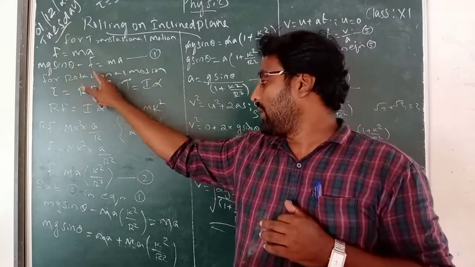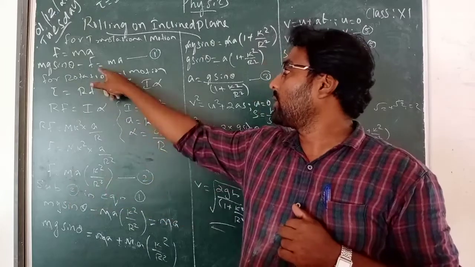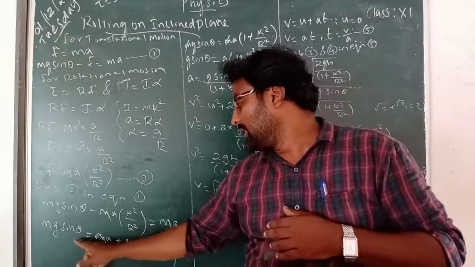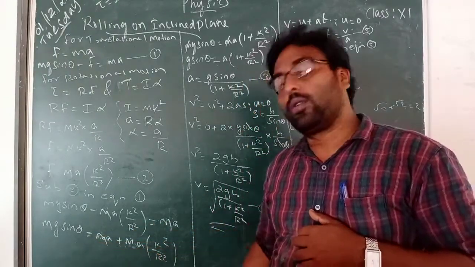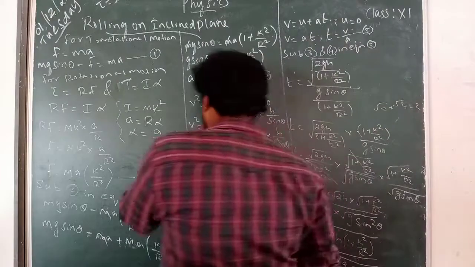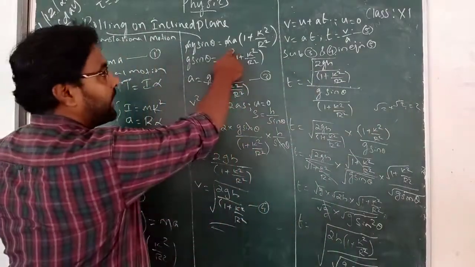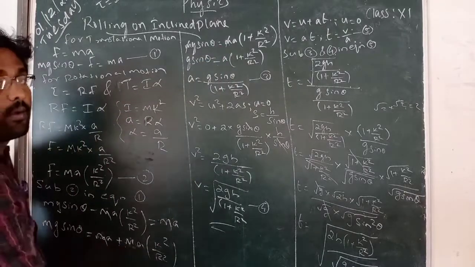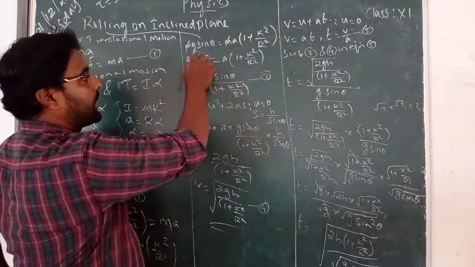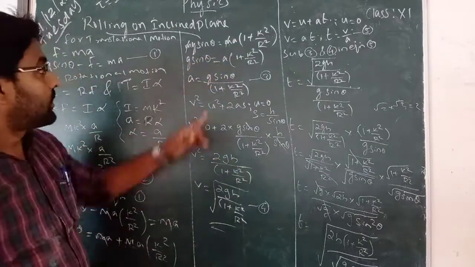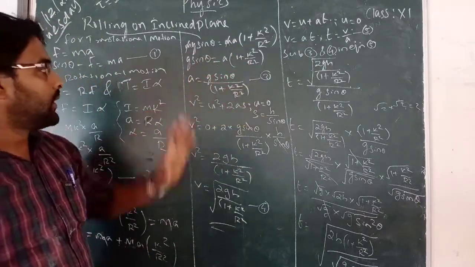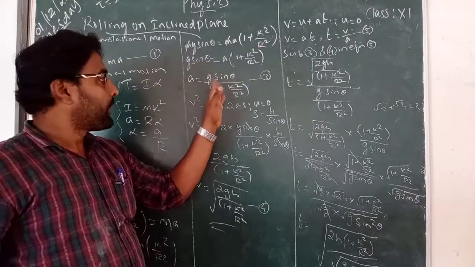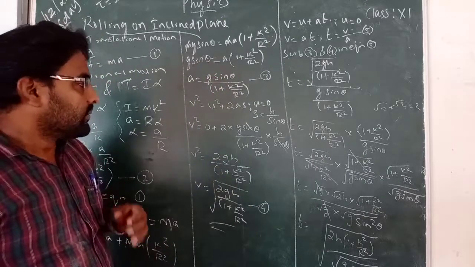So mg sin theta minus ma k square by R square is equal to ma. Take this ma outside. So mg sin theta is equal to ma plus ma into k square by R square. Now take this ma outside: k square by R square. So ma cancels, g sin theta is equal to a into 1 plus k square by R square. Now find out the acceleration: g sin theta, and you take this part down, 1 plus k square by R square.